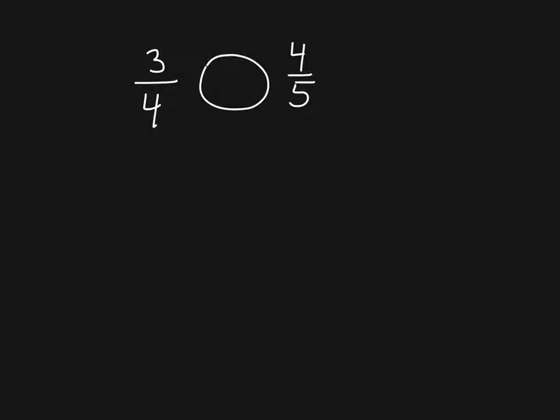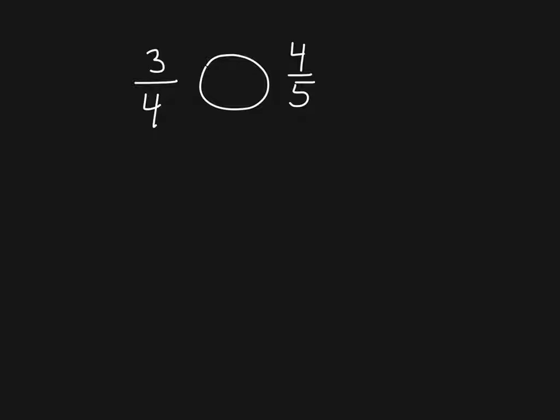For this first problem, I have 3/4 and I have 4/5. I can't turn these fourths into fifths. There's nothing I can multiply 4 by to make it fifths, and there's nothing I can multiply 3 by to make it 4. So it's a little more challenging than the problems I did yesterday.